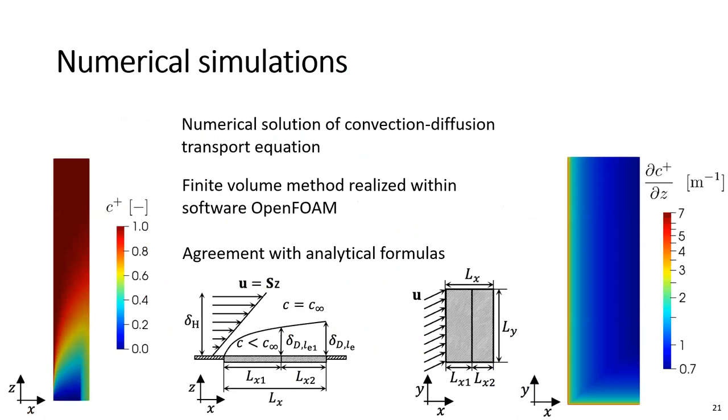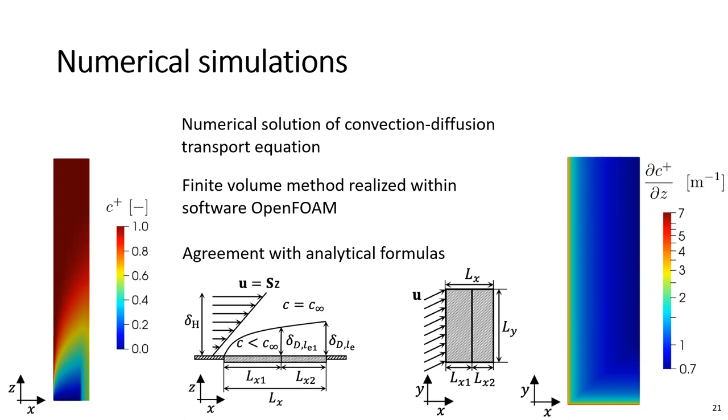Nevertheless, we needed to confirm the correctness of these formulas, so we performed numerical simulations, which consist of numerical solution of the convection diffusion transport equation. It was realized in the software OpenFOAM, with a scheme used for discretization of the finite volume method. And as a result, we have an agreement between the formulas and the numerical simulation, which proves the correctness of the new theory. Here are two illustrative figures.